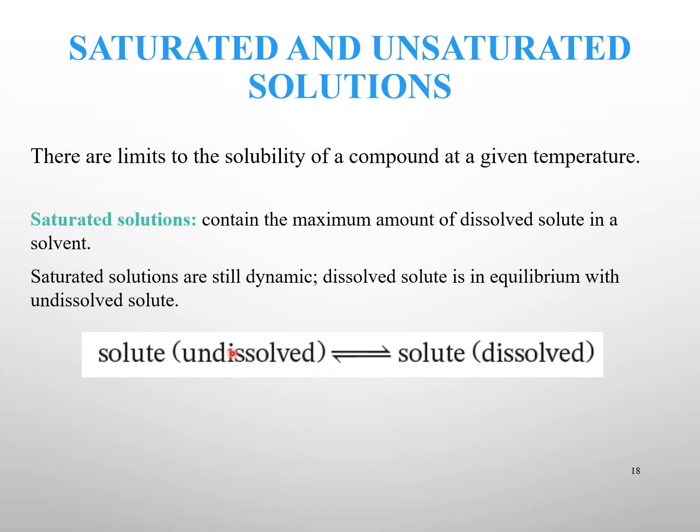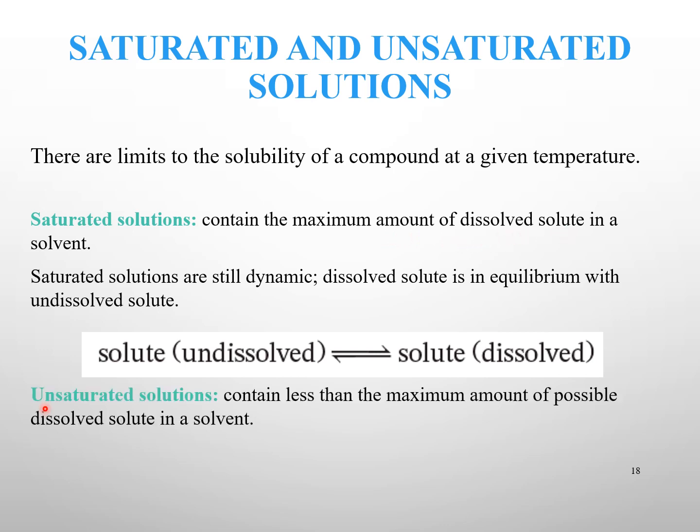So basically, it's going back and forth, being dissolved versus undissolved, dissolved versus undissolved. But you can't tell a difference anymore. It looks like it stopped changing because both directions are going the same speed. So it's not that it stopped dissolving. It's just dissolving and undissolving, dissolving and undissolving. So it looks like it's not changing anymore. So that's when it hits a saturated limit, when you put the maximum amount of solid in there. If you haven't hit the maximum amount of solid, that means it's still unsaturated. So unsaturated solutions contain less than the maximum amount of possible dissolved solute in the solvent that you're looking at.